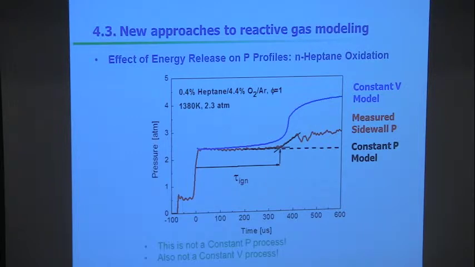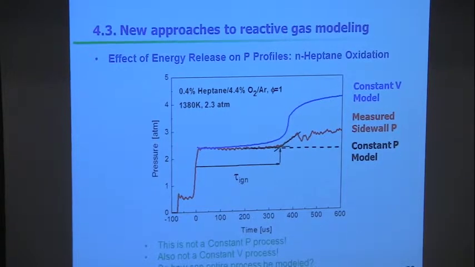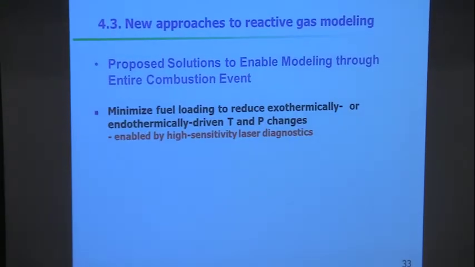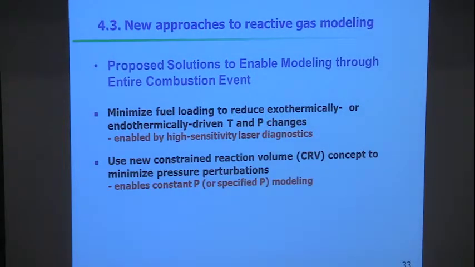Some people are now kind of coming to grips with this. I tried for a while to make it into a constant volume, I couldn't do it, but I figured out a way to make this close to constant pressure. So the idea was to minimize the amount of fuel. So the amount of energy released is small, and therefore the change in temperature and pressure is small. That's pretty obvious. So you could do that, or you could use what I call my constrained reaction volume idea.